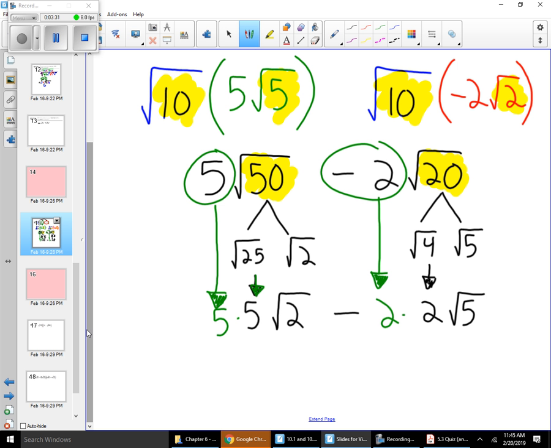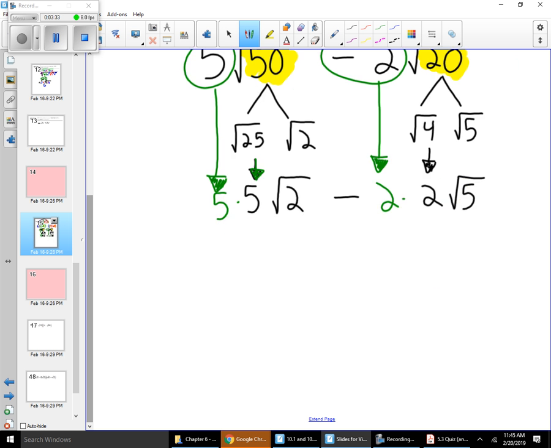And we can do a bit more cleanup. So 5 times 5 is 25. The root 2 is still just along for the ride. On the right term, 2 times 2 is 4. And the root 5 comes along for the ride.